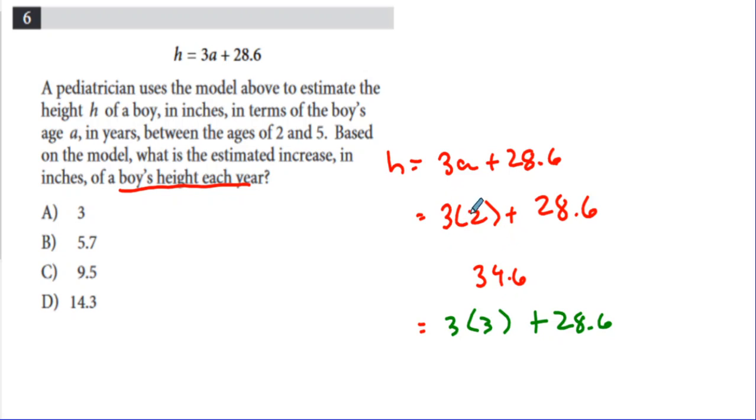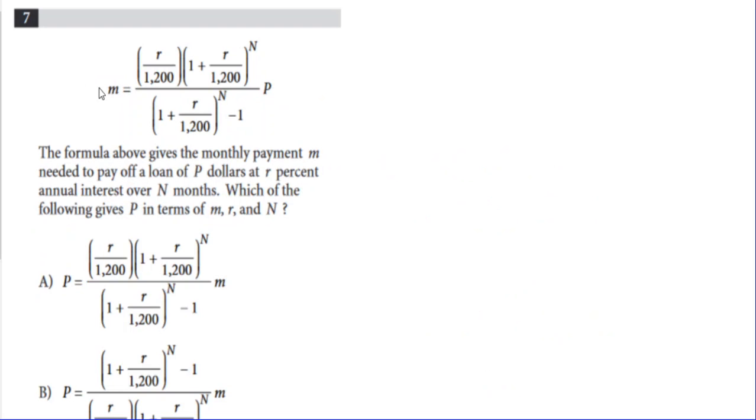It's saying instead of having 2 3s, I'm going to have 3 3s, so I'm going to add 3 more to this. So it looks like my number is going up from 34.6 just to 37.6. That was an increase of 3, and they're asking what is the estimated increase of the boy's height. Well, it's 3. Every single time we increase the age another year, from 2 years to 3 years to 4 years to 5 years, this number is just going to increase by 3 every single time. So that's why we're going to say that the boy's height will increase 3 years.